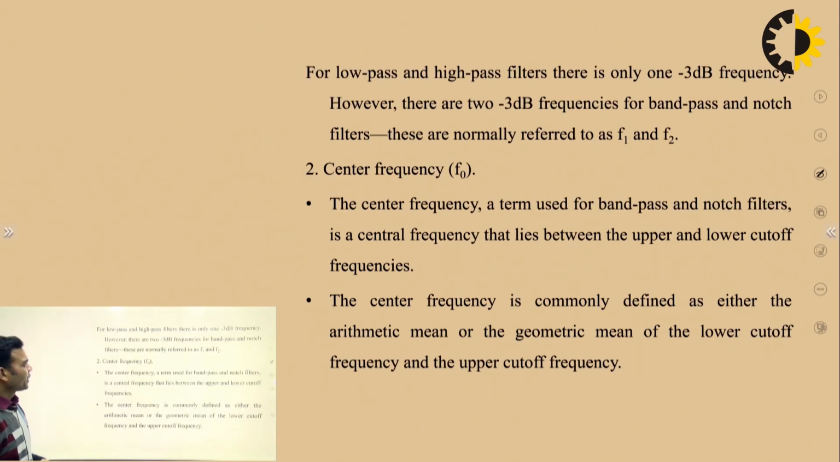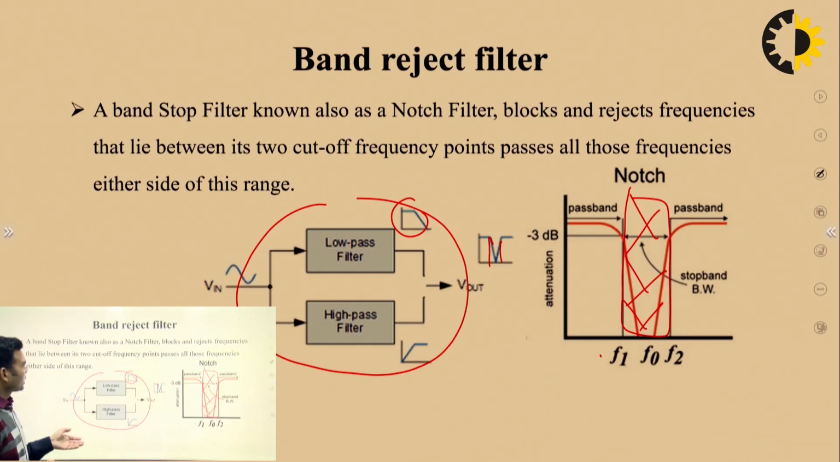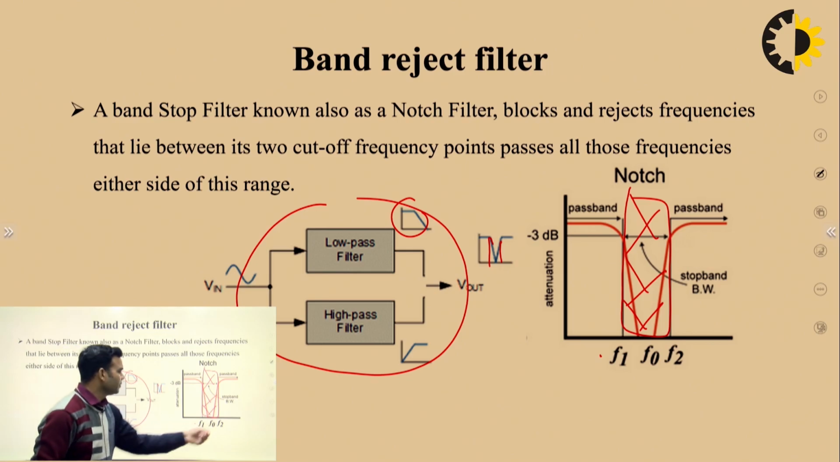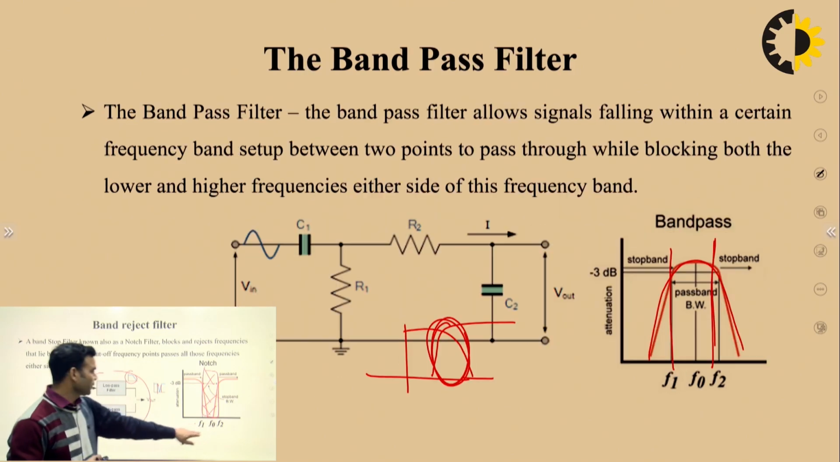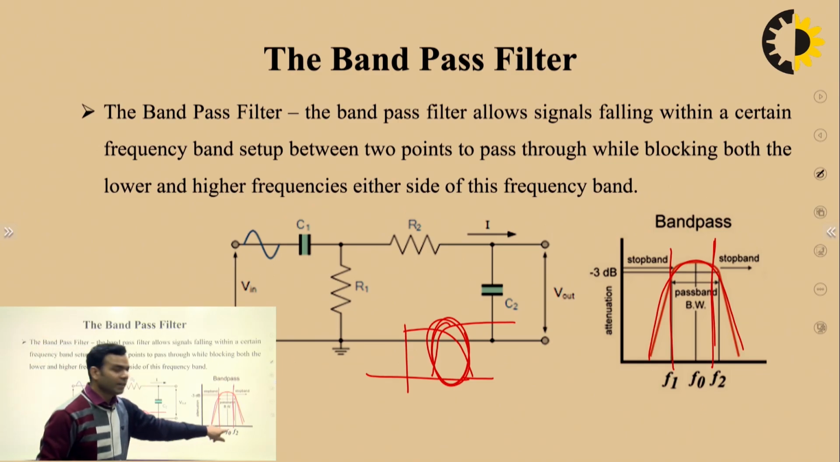Next is center frequency. Actually, the term center frequency arises from band pass filter and band reject filter. As we have seen earlier, band pass and band reject filters have two frequencies, F1 and F2. Here F0 is also mentioned, which is nothing but the center frequency. Similarly, here F1 and F2 are the two cutoff frequencies and F0 is the center frequency.